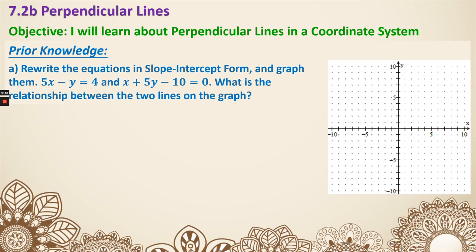In this lesson, we will talk about 7.2, where we will learn about perpendicular lines in a coordinate system. So first, prior knowledge. Rewrite equations in slope-intercept form and graph them. So let's first rewrite each one into slope-intercept form.